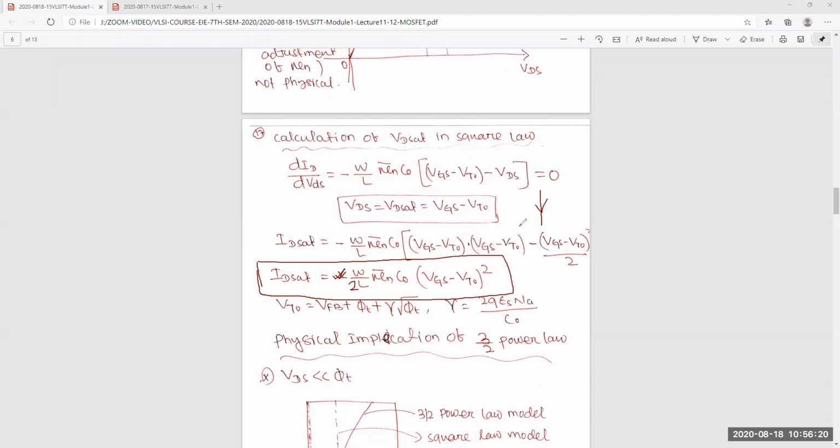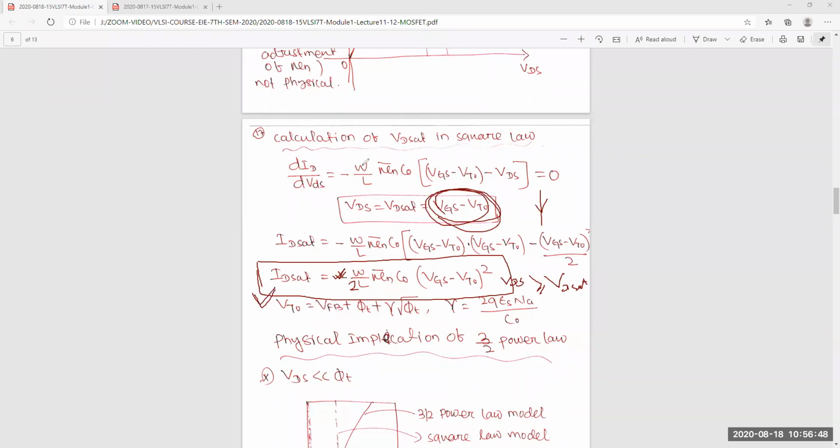Yes. So this will be a square and minus half. So 2 will be there. So this is your ID sat equation at saturation. That means VDS is greater than or equal to VD sat, and VD sat is nothing but this part, VGS minus VT. So this equation is in the saturation region.